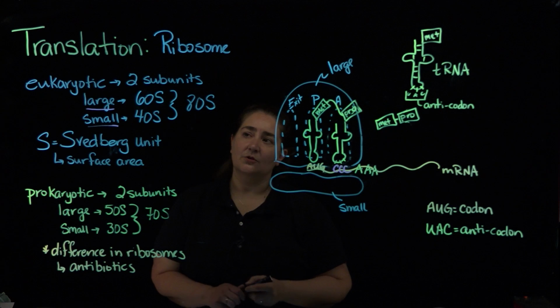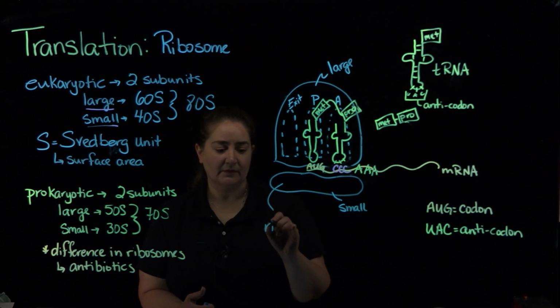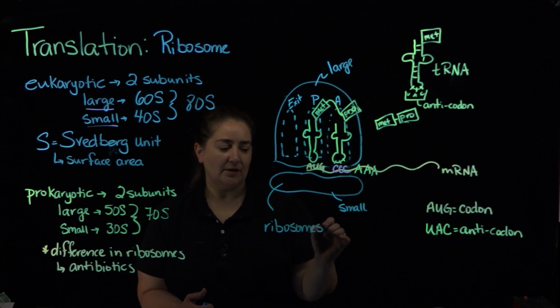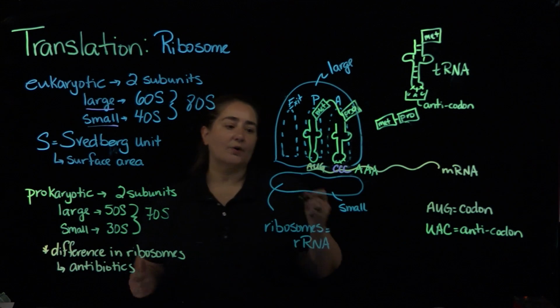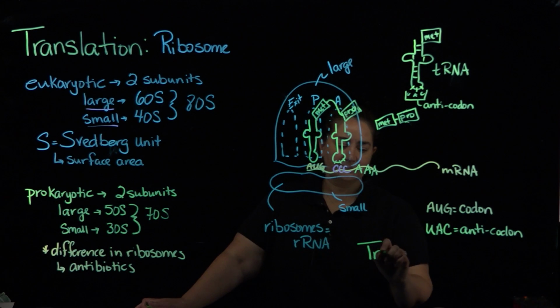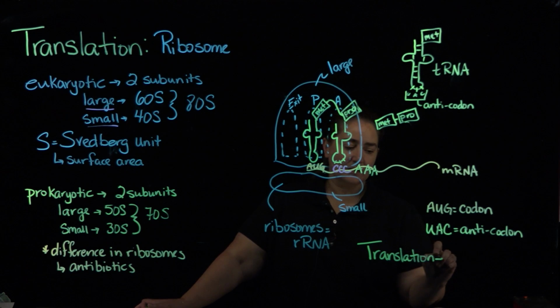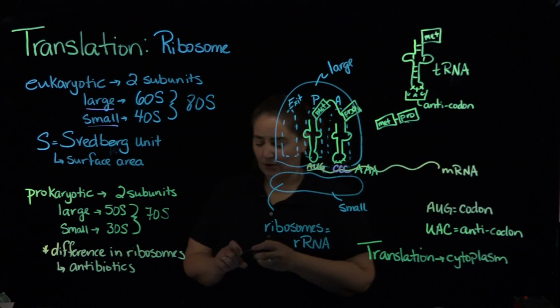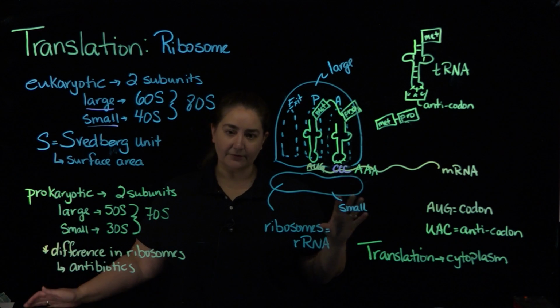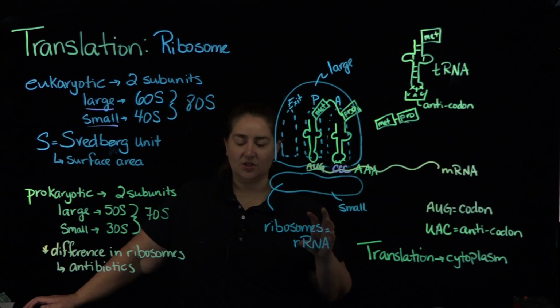And our ribosomes, remember, are made up of our ribosomal RNA. The process of translation is going to happen out in the cytoplasm. So that is just a brief overview of translation.